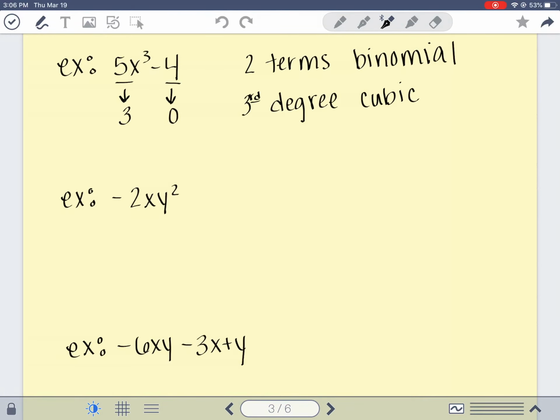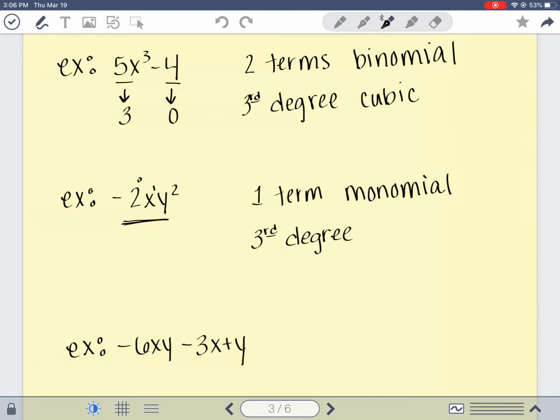In our next example, there's only one term. It's all stuck together. One term. So that makes this a monomial. Mono meaning one. It's monomial. Now here, remember, constant has a 0. This x has a 1. We add all of those together. This is also of the 3rd degree. So this is also going to be cubic.